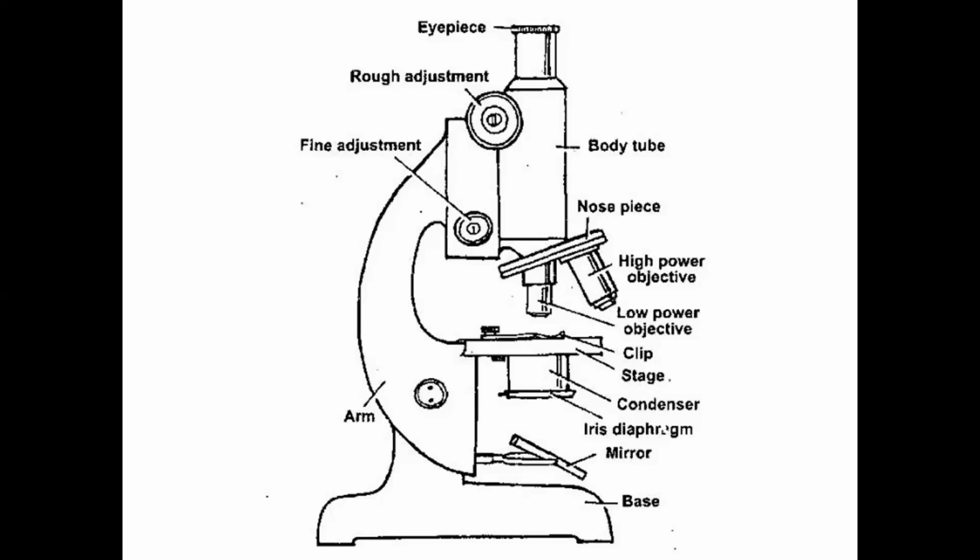Then you have a place for the stage where you can keep your slides, followed by the condenser, the iris diaphragm, and the light source. Here we have the mirror for directing the light source, and then we have the base of the microscope. So these are the basic parts of a normal light microscope.